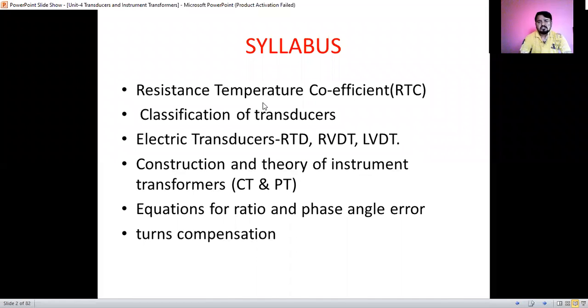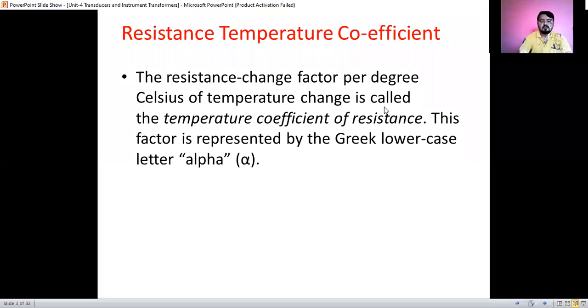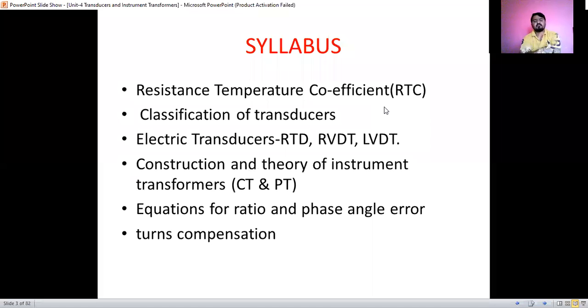So we'll start with the resistance temperature coefficient here. Can anyone tell what you mean by resistance temperature coefficient? Just now I told the definition. What is the purpose of this resistance temperature coefficient? In the first year, it was not there for you, right? I think it was not there in the first year.